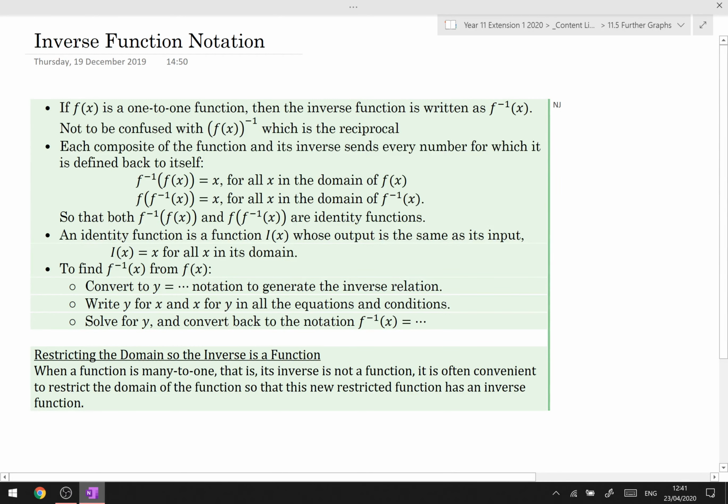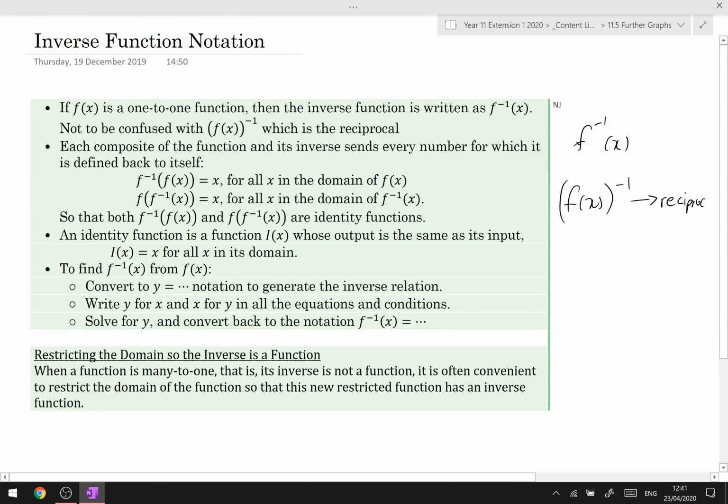Okay, inverse function notation. If f of x is a one-to-one function, then its inverse function is written as f of negative 1 of x. So basically, once you find the inverse of that function, we can write it as f of negative 1 of x. It's not to be confused with f of x to the power of negative 1, which is the reciprocal. If the negative 1 is with the f, then it is the inverse, whereas if everything is to the negative 1, then that is the reciprocal.